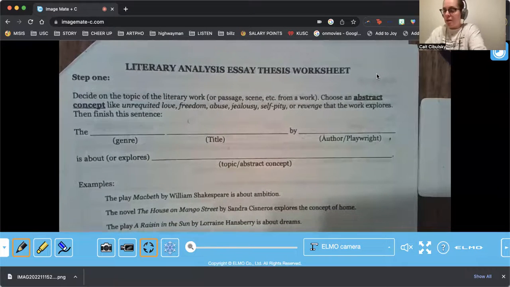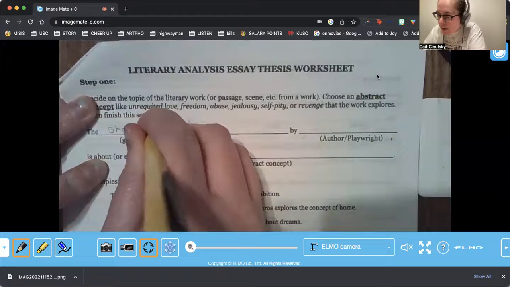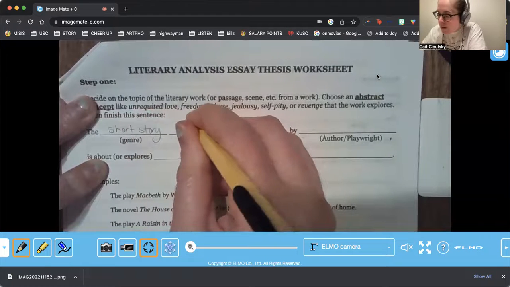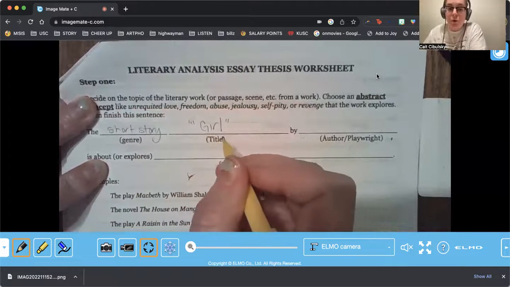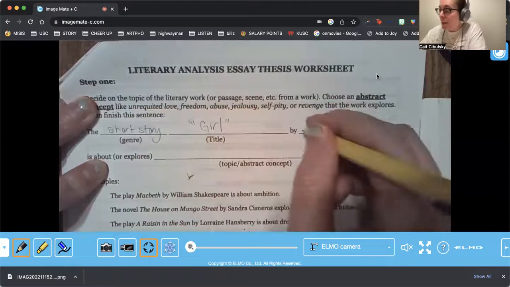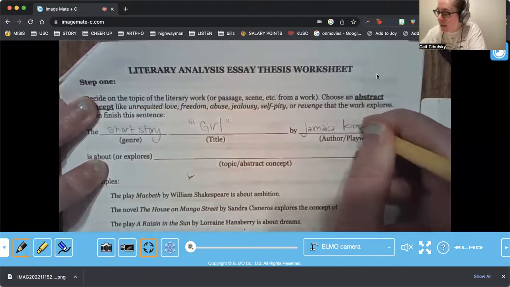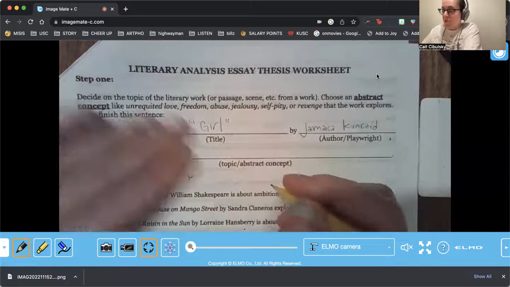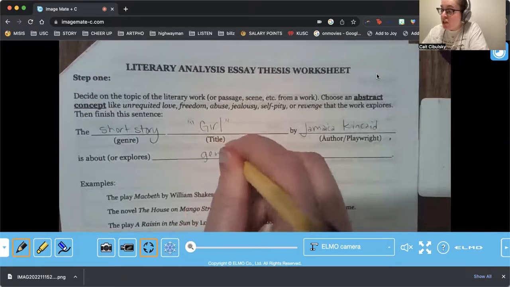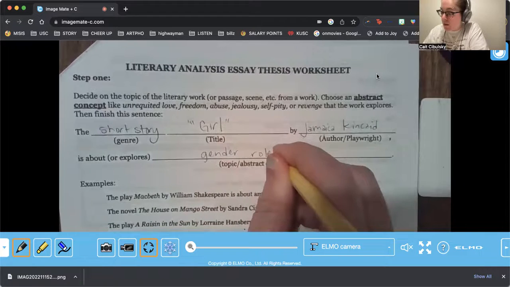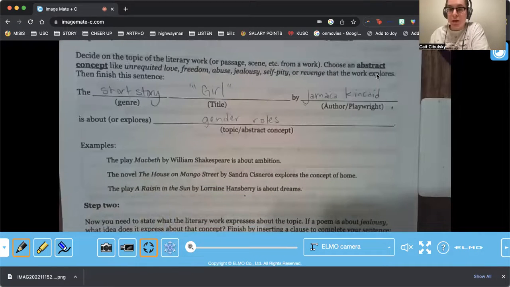Okay, so the short story Girl, and it's a short story, so I'm going to put it in quotation marks. But again, if it were a play or novel, I would underline it, by Jamaica Kincaid is about or explores, I think I want to write this about gender roles. And it's got some examples here of what it might end up looking like, right?